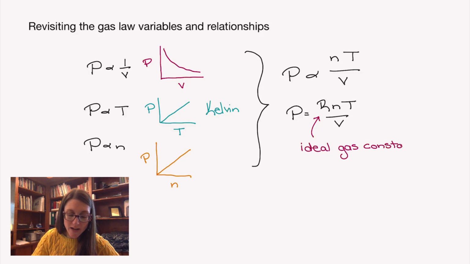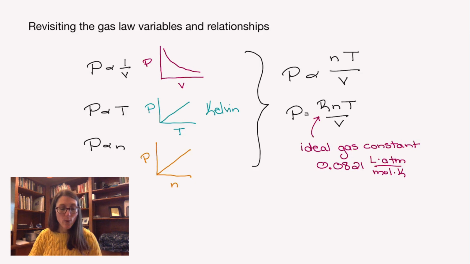And this is just a number. It never changes. That's why it's a constant. And this number is 0.0821 liters times atmospheres over mole Kelvin. Okay, let's take a quick look at this. This number, 0.0821, that's what you put in your calculator for R. The liters, atmospheres, mole Kelvin, these are just the units on that gas constant.